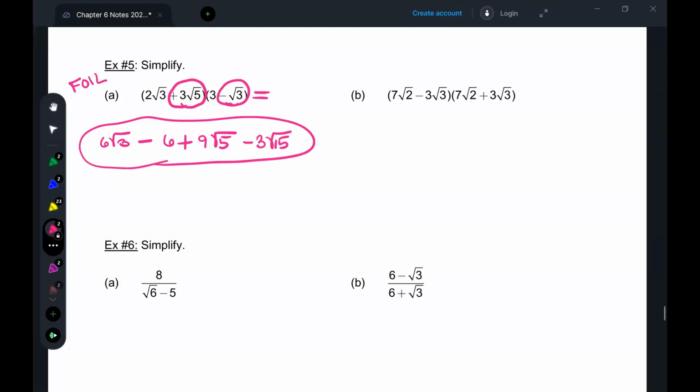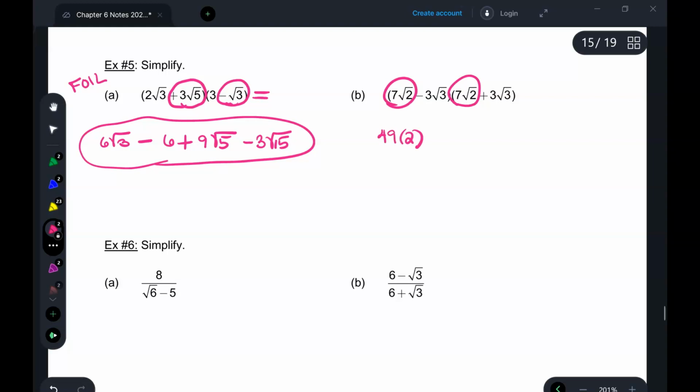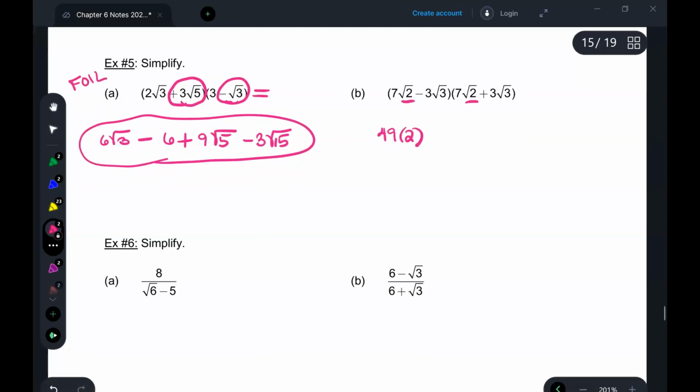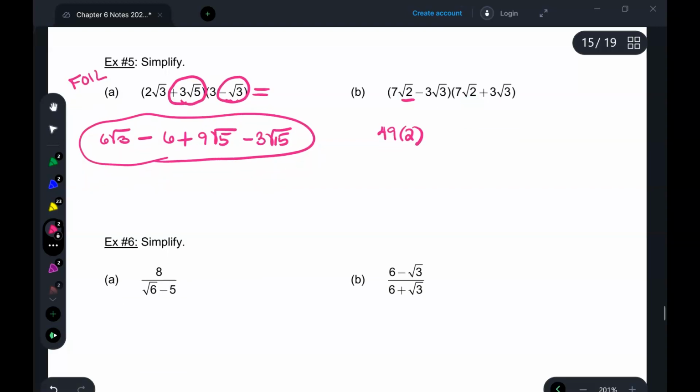Next one, would it be 14 root 2? Well, it would be 14 times 2 because 49 times 2. Wait, why times 2? Because you multiply root 2 by root 2, which gives you root 4, and if you simplify that, you get 2, and then you multiply 49 by 2. You got it.